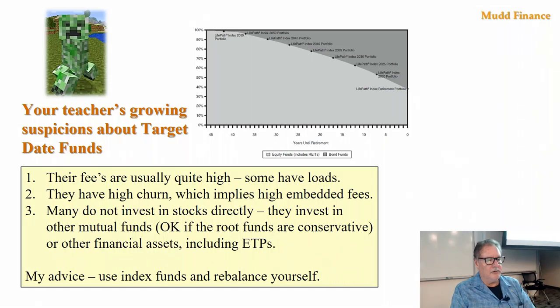So their fees are usually quite high, and some of them have loads. And if they're sold to you by someone sitting behind a desk, you can bet they have loads, and the loads are high. 5% or so for the front-end load is typical for these things. They have high churn, which implies high embedded fees. They don't invest in stocks directly. They sometimes invest in mutual funds and other financial assets, including ETPs. Quite a number of these just buy their own mutual fund family, so it's a mutual fund that buys mutual funds. So maybe that would have a tendency to lower the fee structure a little bit, because that's true.